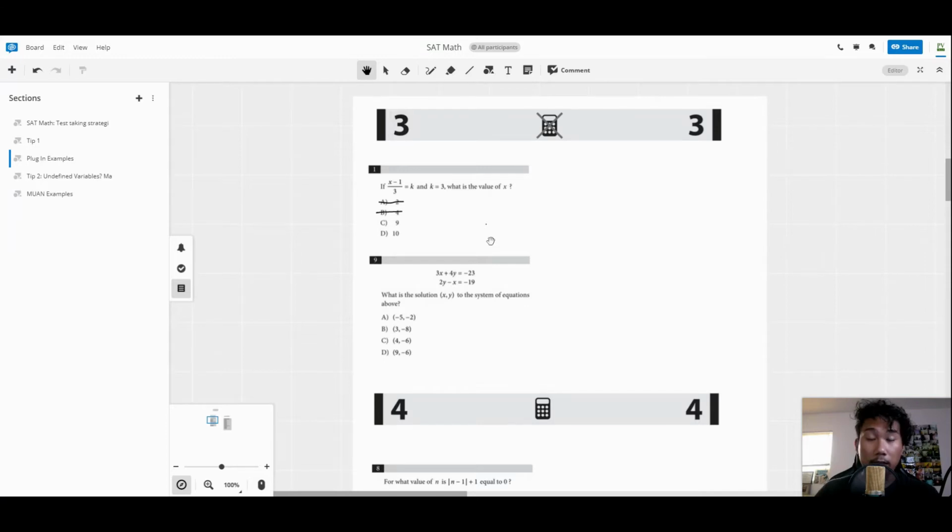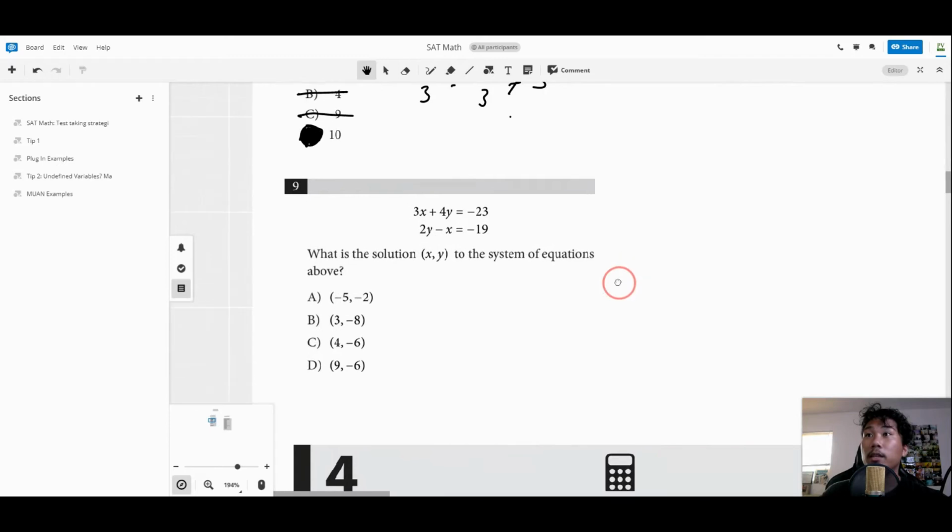Let's start with number 9. If I plug in 9 for x, I have (9 minus 1) over 3. And so that gives me, oh, sorry, not 8 minus 1, it gives me 8 over 3, which is not 3, so 9 is wrong, leaving me with 10 as the final answer and the correct answer. So what I did here is I used the answer choice, I substituted it into the problem, and I found the correct answer.